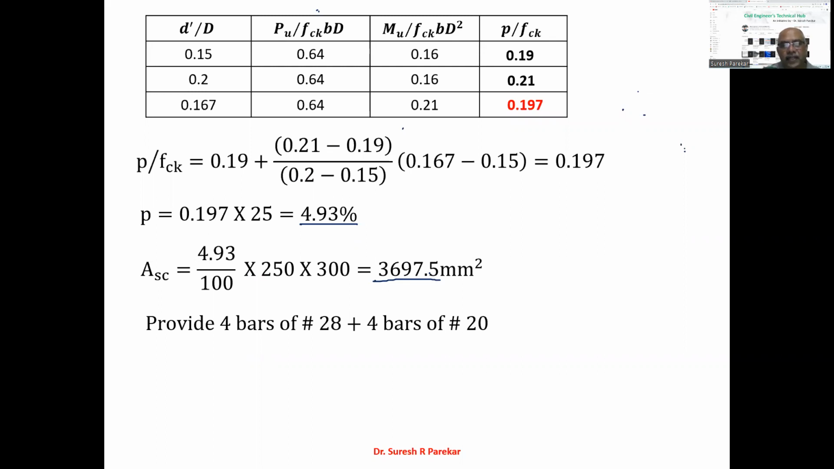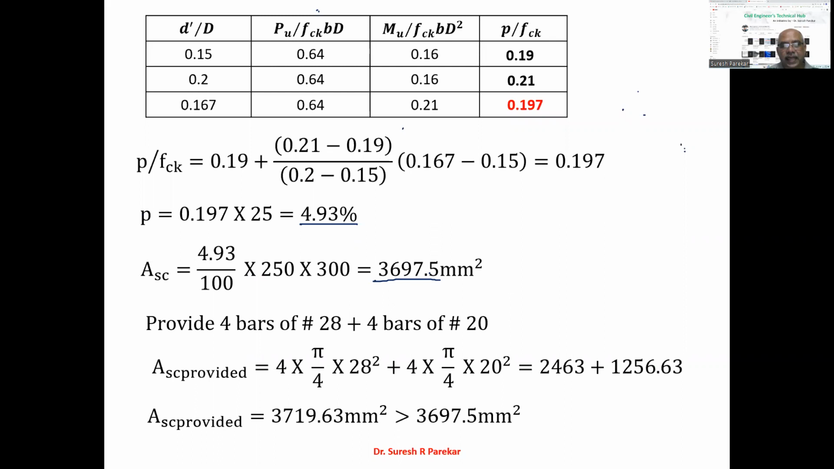And then we will provide 4 bars of 28 and 4 bars of 20 because we have to provide steel equally on all faces. And then from this we will get AST provided 3719.63 and required is 3697.5. So it is close. If I go for 8 bars of 28, that will be a larger one. If I go for 8 bars of 25, also greater. So we have to go for a combination of these. And by combination, we are in a position to get a value close to ASC required. So this is 3697.5. This is ASC required.